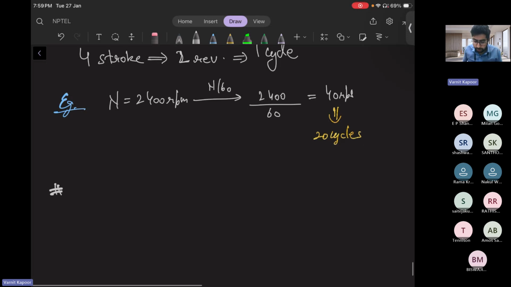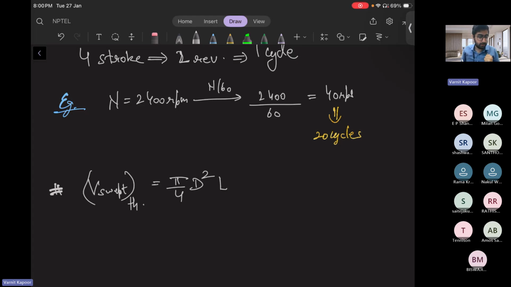Now let's come to one last point. I'll take 2 minutes of yours. So we have swept volume, but this is a theoretical relation. Theoretical swept volume is nothing but pi by 4 d square into length, that is swept length. If I have 1 cylinder, when we say that our car is a 3 cylinder, 4 cylinder, or 8 cylinder engine, then I'll multiply with n for number of cylinders. So that will be your total volume of the engine.